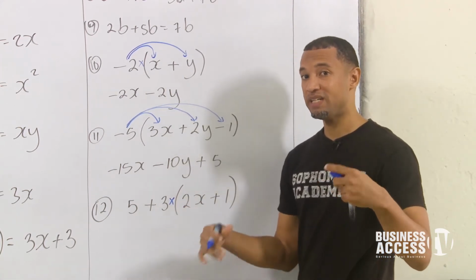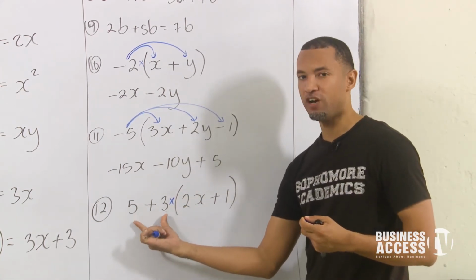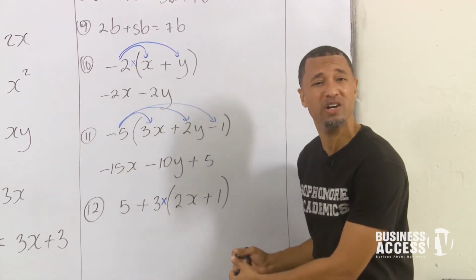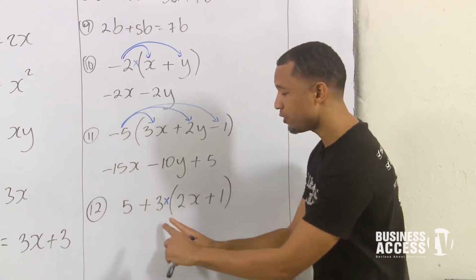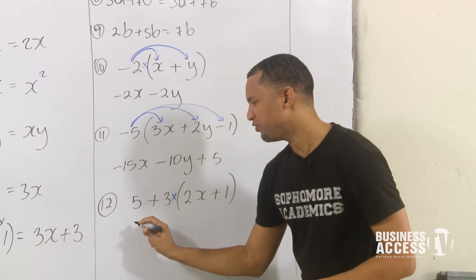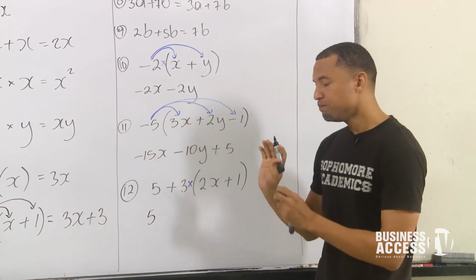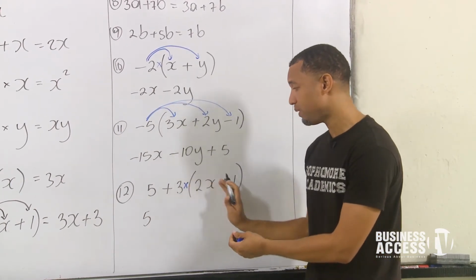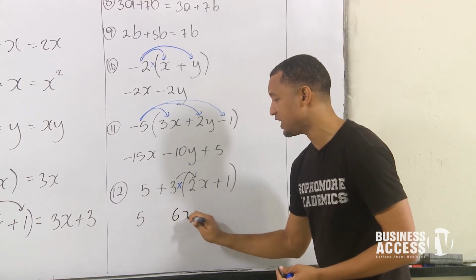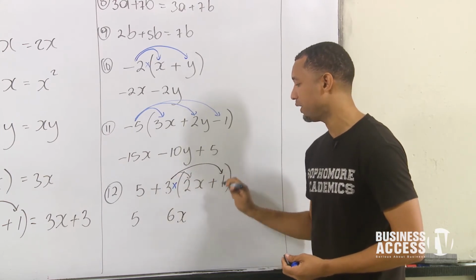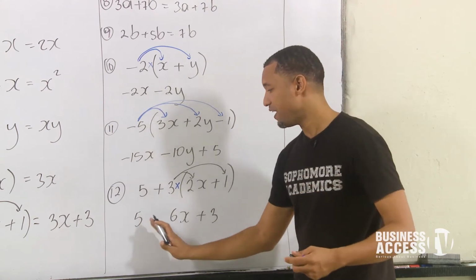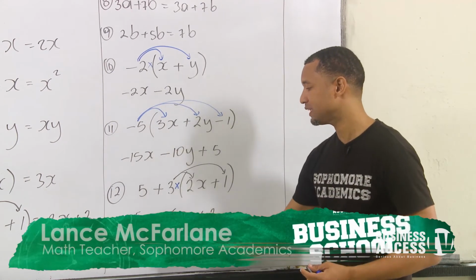Many of your classmates would actually have done the addition first. 5 plus 3 is 8, and then use 8 to multiply what's in the bracket, but that would be wrong. You have to do the multiplication first, ladies and gents. So what you'd end up doing, you write down back your 5. But then, remember, multiply before addition, order of operations. 3 times 2 gives you 6x. Then 3 times 1 gives you 3, ladies and gents. So this is actually 5 plus 6x plus 3.